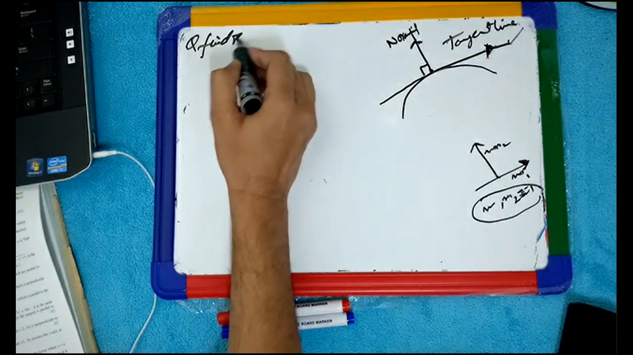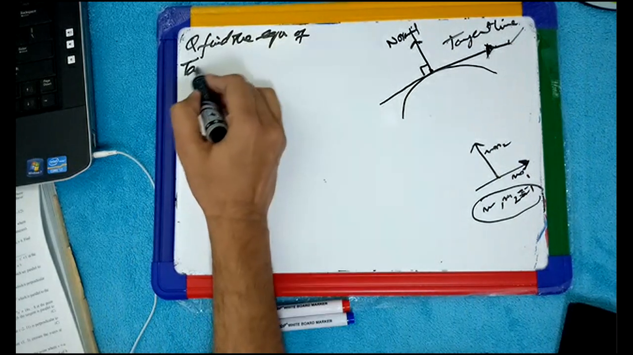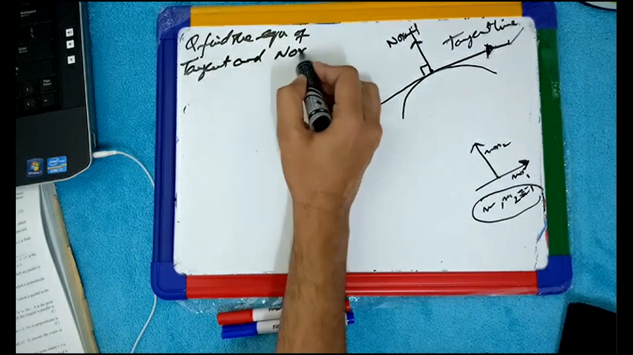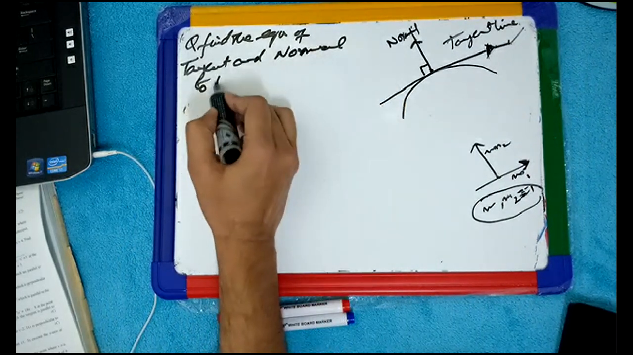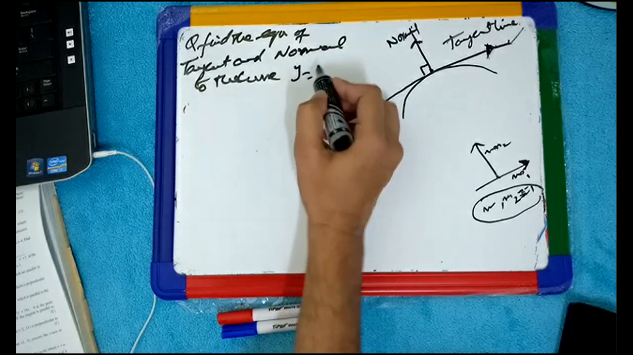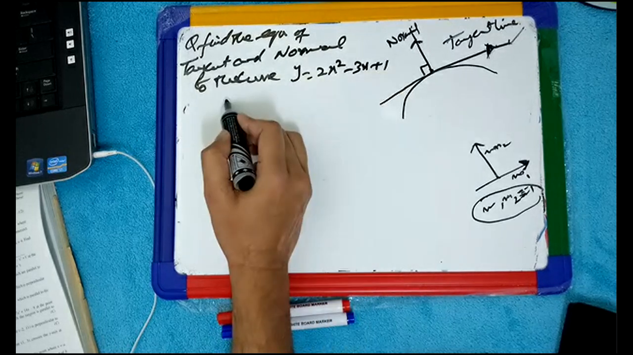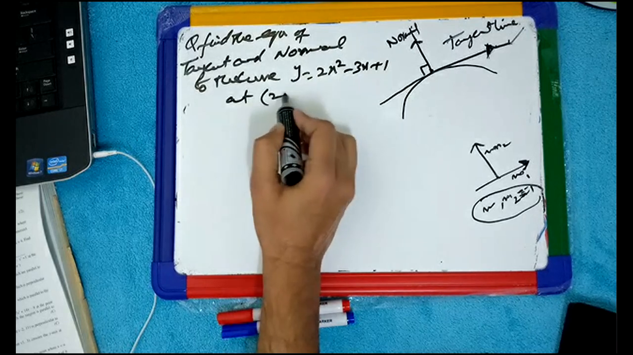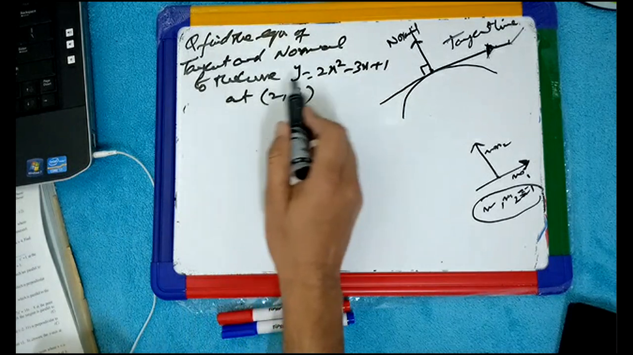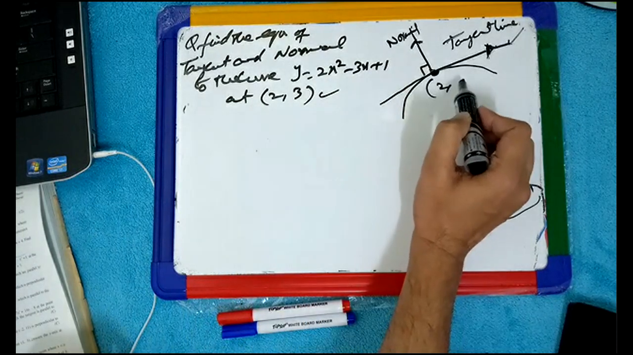find the equation of tangent and normal to the curve. The curve is y equal to 2x square minus 3x plus 1 at (2, 3). This is the question. Find the equation of the tangent and normal to this curve at this point. This is the point where the tangent and normal equations are required.